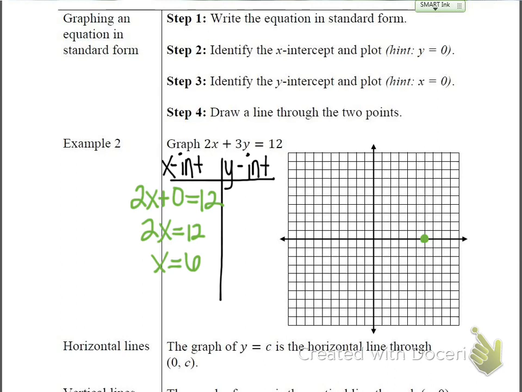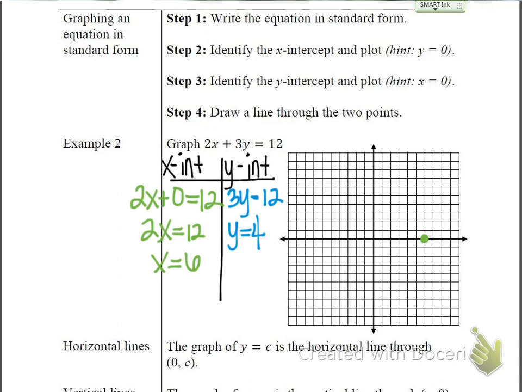So to find the y-intercept, which one would I cover up? The x's. So when you're looking for the x-intercept, you cover up the y's. When you're looking for the y-intercept, you cover up the x's, and I would be left with 3y equals 12. So that's how we're going to find the y-intercept. 3y equals 12. And the reason why we can cover them up is because if 3y equals 12, what does y equal? Good. So this is the y-intercept.